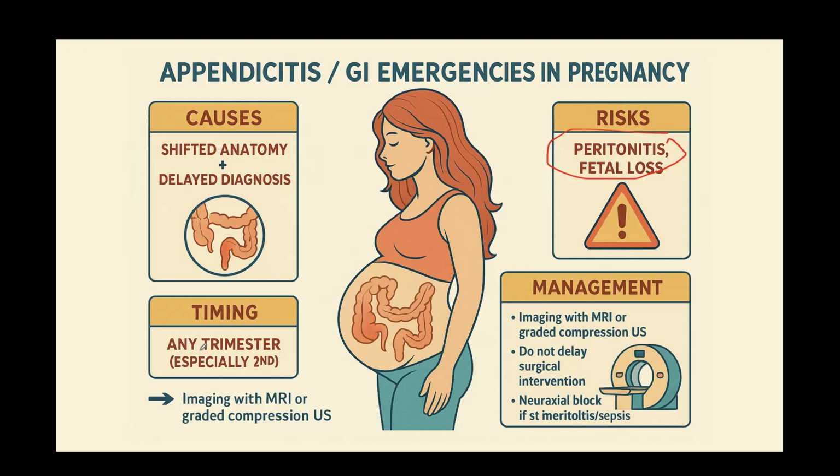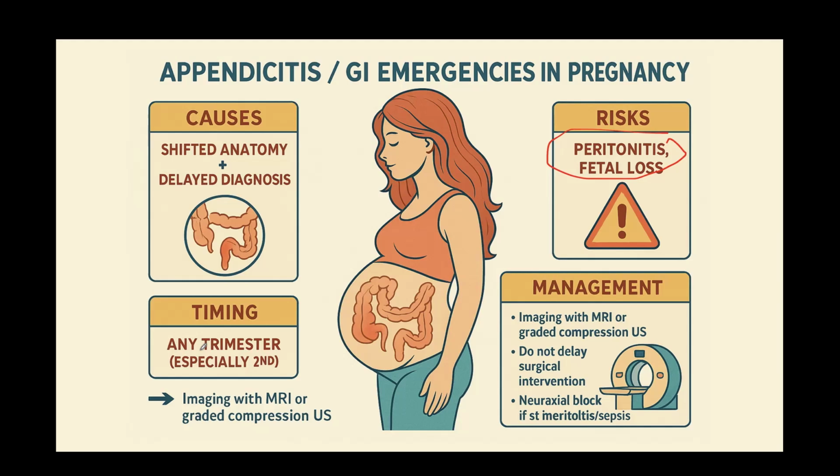If you want to use imaging, remember to use MRI or graded compression ultrasound. Do not delay surgical intervention. You can use general anesthesia, with prophylaxis to prevent aspiration. And after 18 weeks of gestation, remember to reverse the aortocaval compression. Use left lateral uterine tilt.